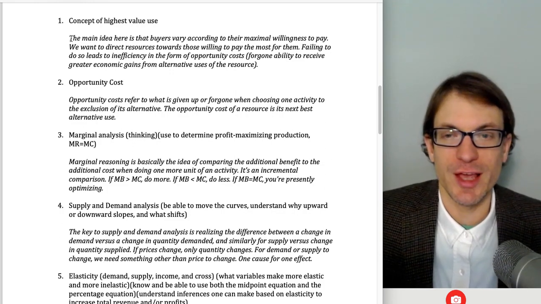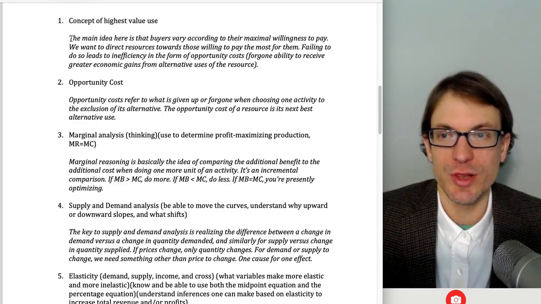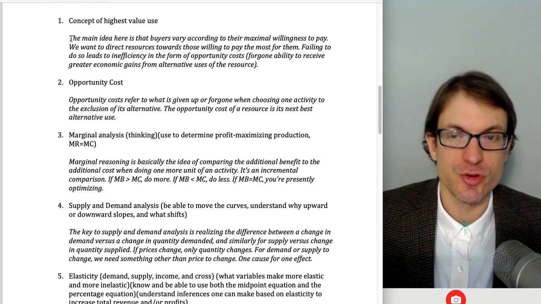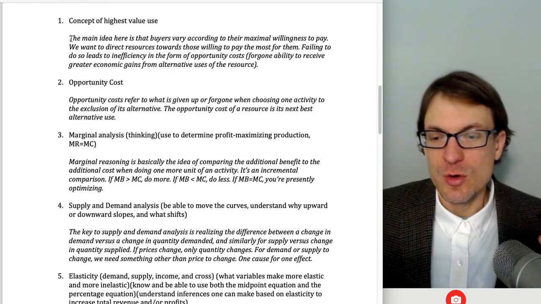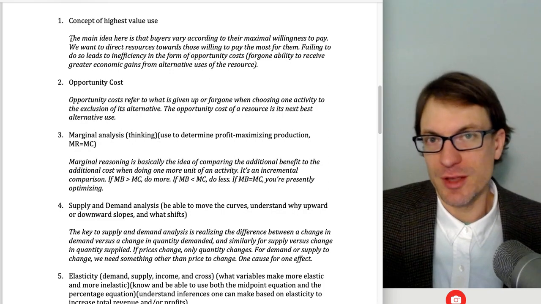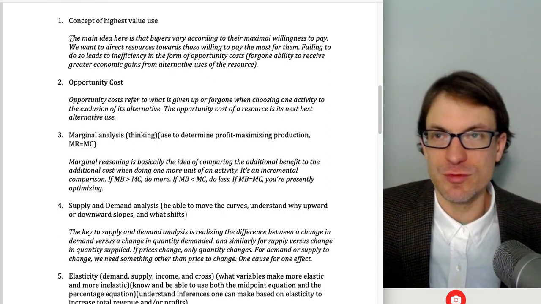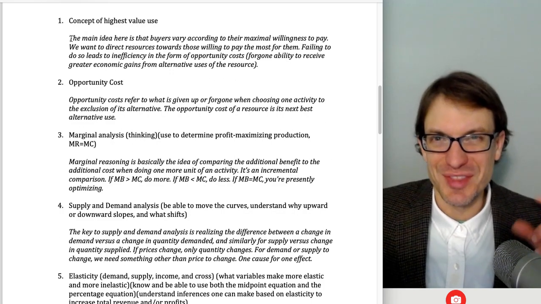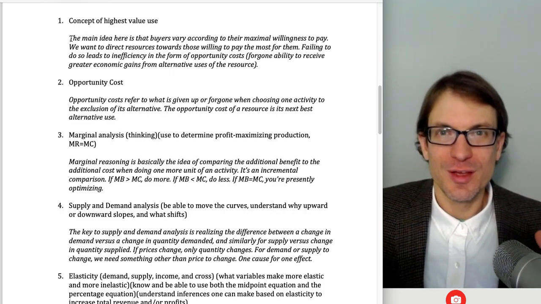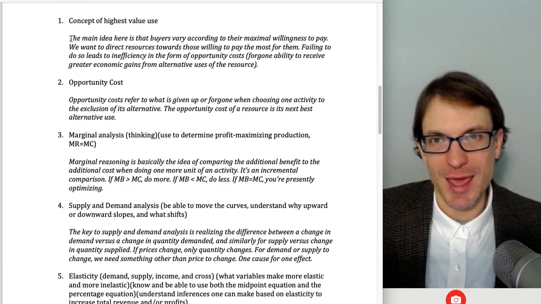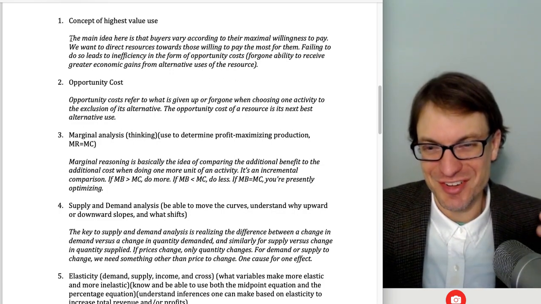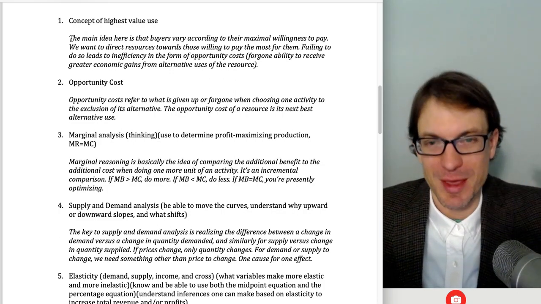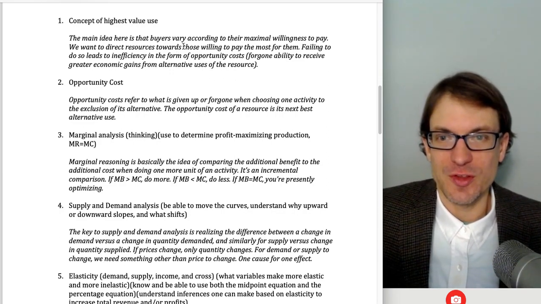The central idea is that buyers vary according to their maximal willingness to pay. Ultimately we want to direct resources towards those willing to pay the most for them, because we're assuming that whoever values it the most is going to pay the most. Why would you pay a lot for something you didn't value very highly? The surplus you walk away with is the difference between your willingness to pay and what you've actually paid, so you want your maximal valuation to be higher than what you're paying. Presumably those with higher valuations are willing to pay more, so we take this as a signal of where the resources are most valued in the economy.